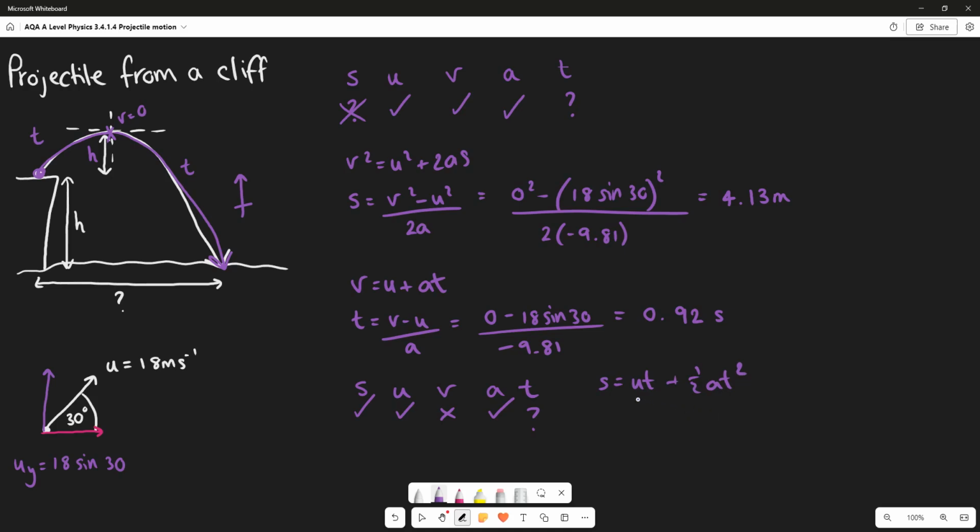Now, because there are 2 locations where t appears, I would expect to have to use quite complicated maths in order to rearrange this for t. However, because u has a value of 0, that term disappears and the equation can be written like this instead and rearranged for t. And then we substitute.